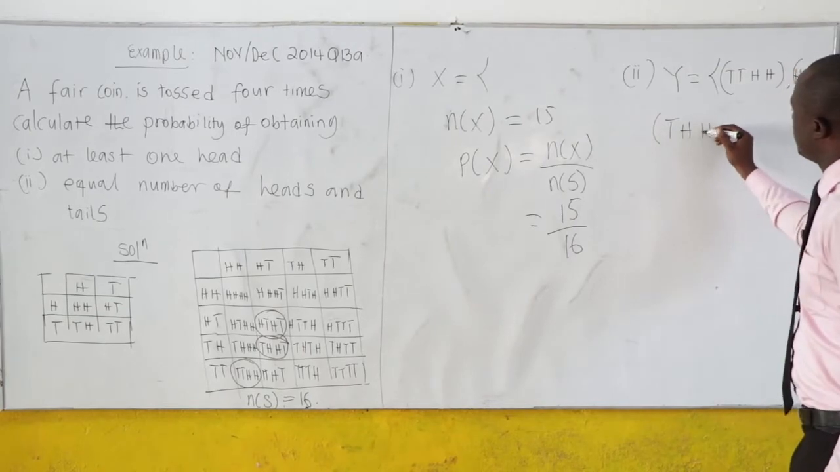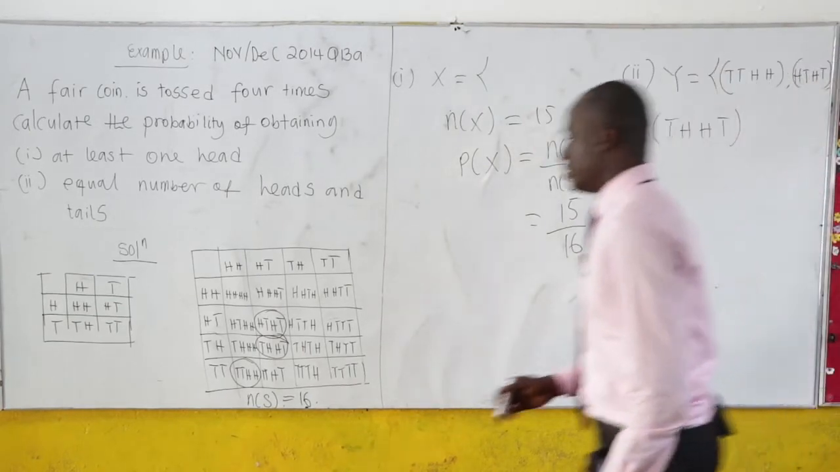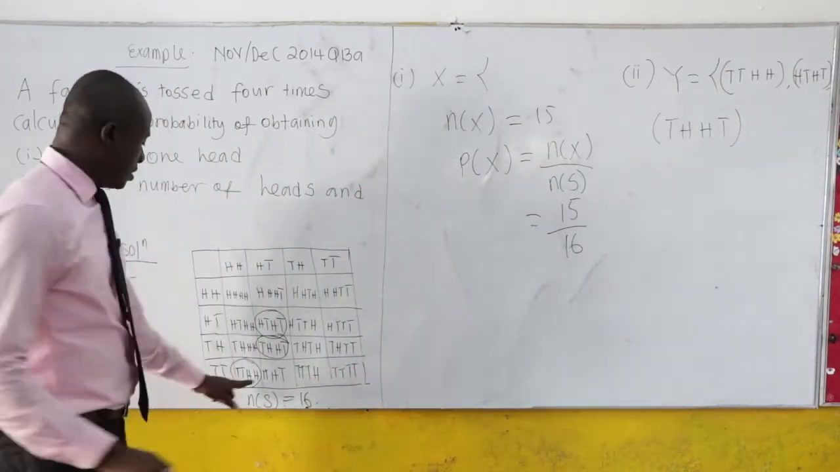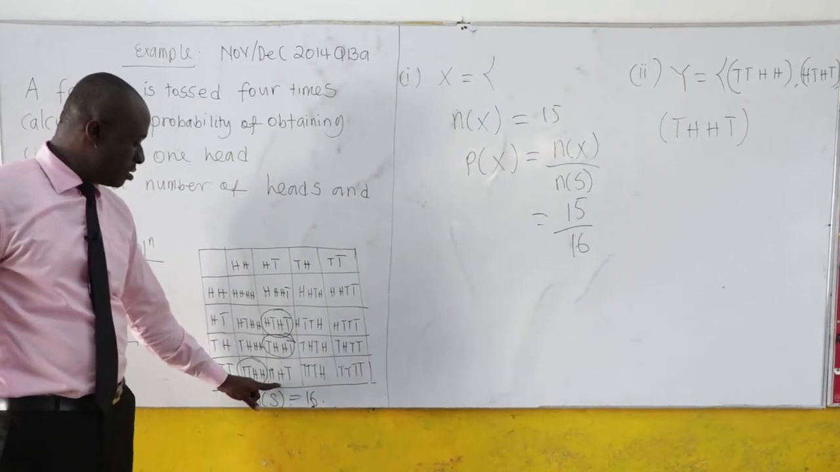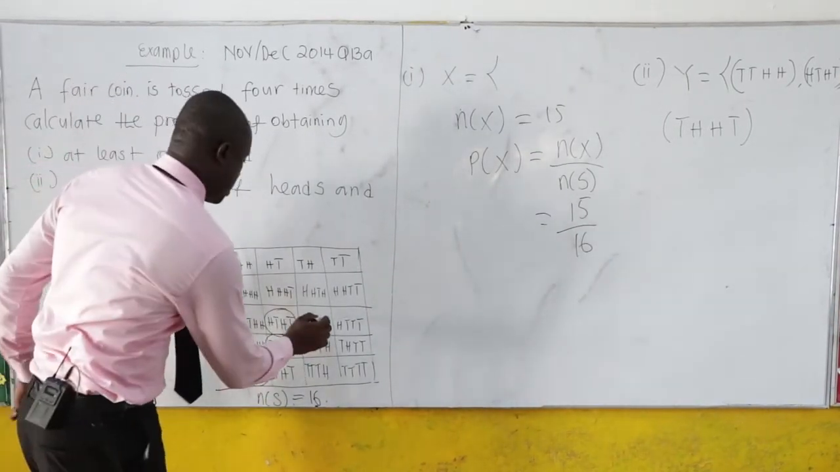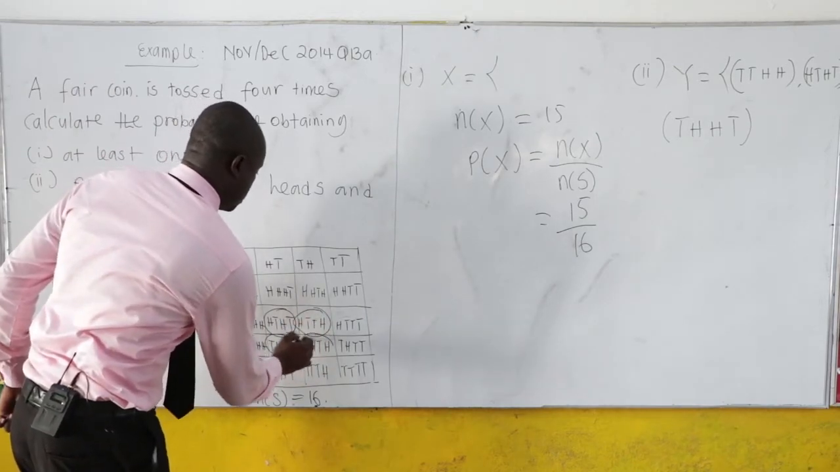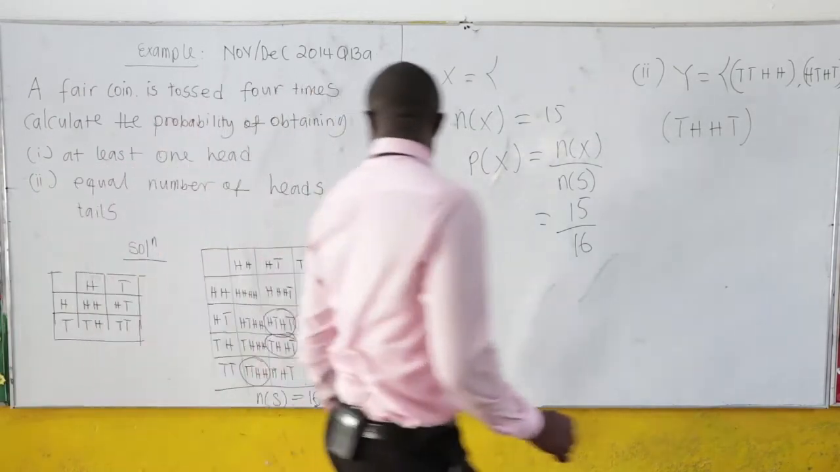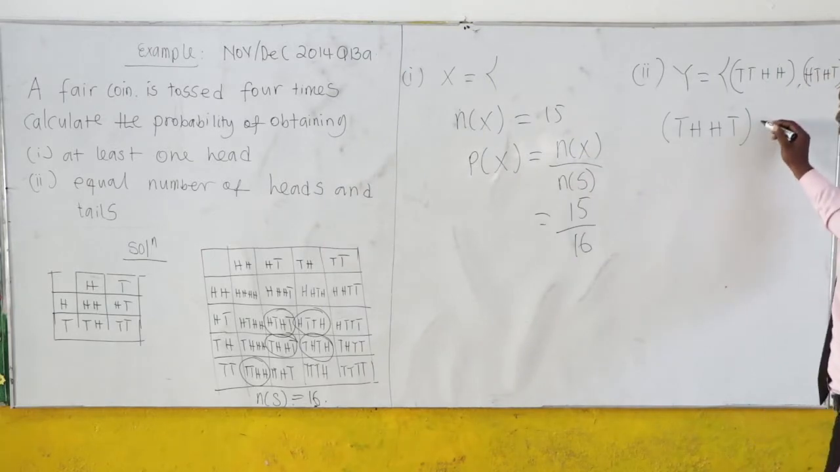Another one is tail, head, head, tail. So now this is 2 tails. No, there's no part. There's no part. This is part. This is part. This is part. This is also part. So we have head, tail, tail, head.